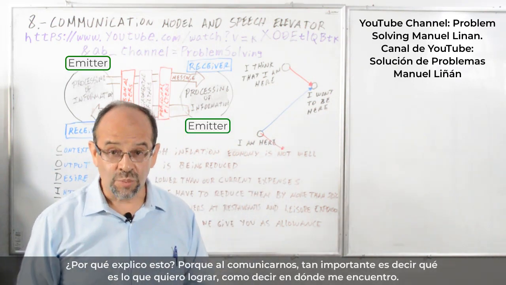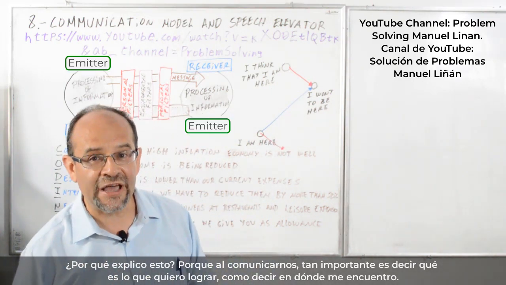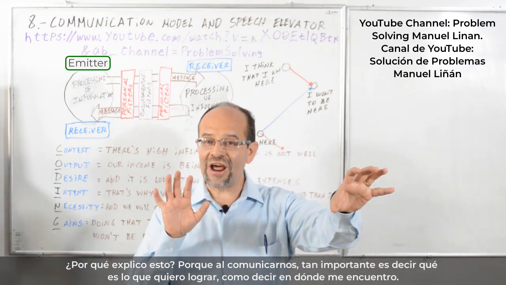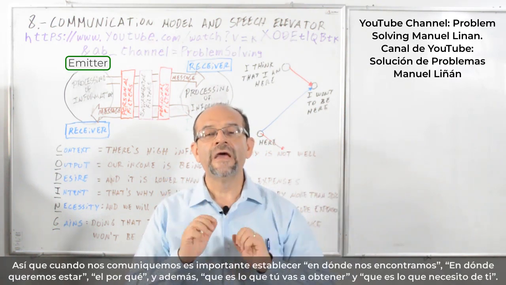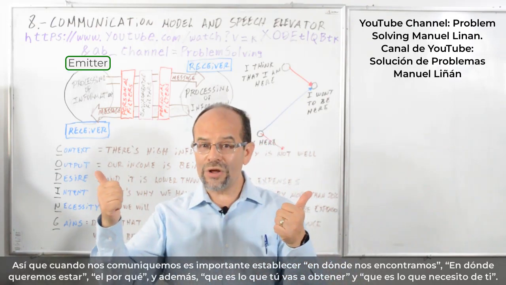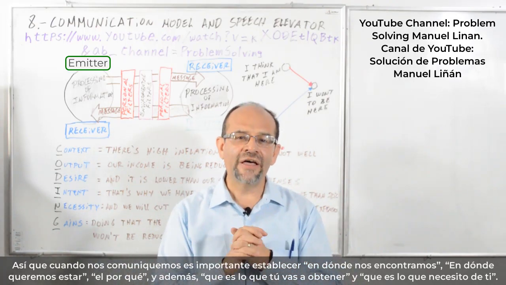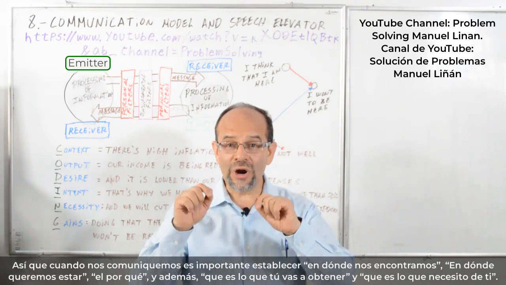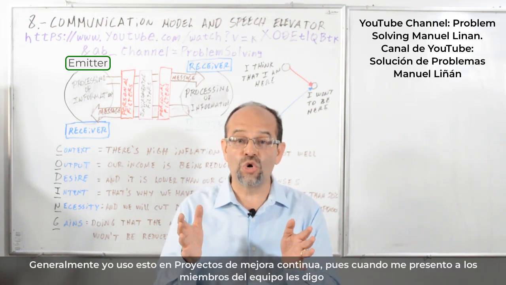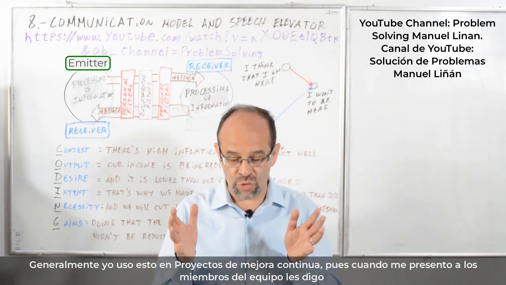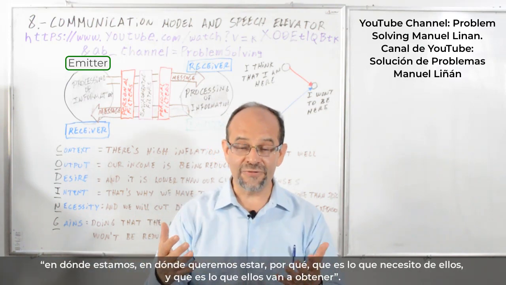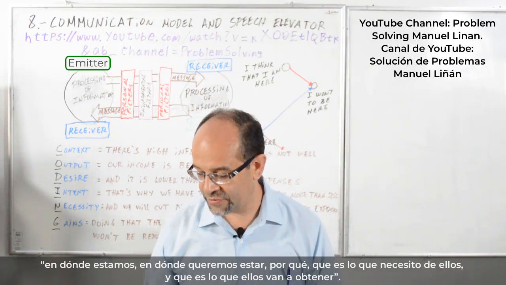Why am I saying this? Because it is as important to define what I want when I am communicating as where I am when I am communicating. So when we are communicating, it's important to say where we are, where we want to be, why, and one more thing: what you are going to get and what I need from you. And usually I'm talking about continuous improvement projects. So when we are doing projects, I want to say where we are, where we want to be, why, what I need from you, and what you are going to get from this.